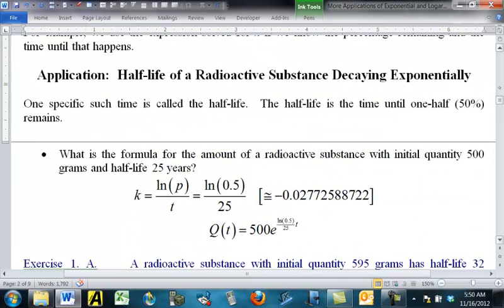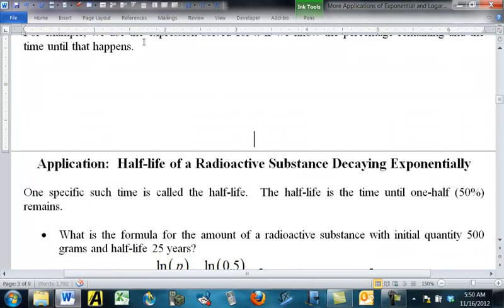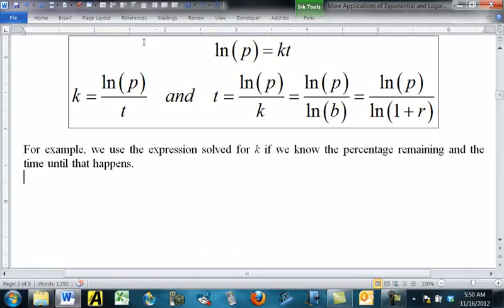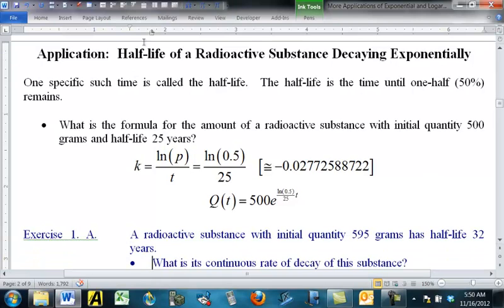So, here's an application. Okay, let's go down here. Half-life of a radioactive substance decaying exponentially. So this is a specific time where we know the percentage remaining. So the half-life is the time until 1/2 remains. It's always what remains, not what is gone, but of course if it's a half, it's half remaining and half gone.